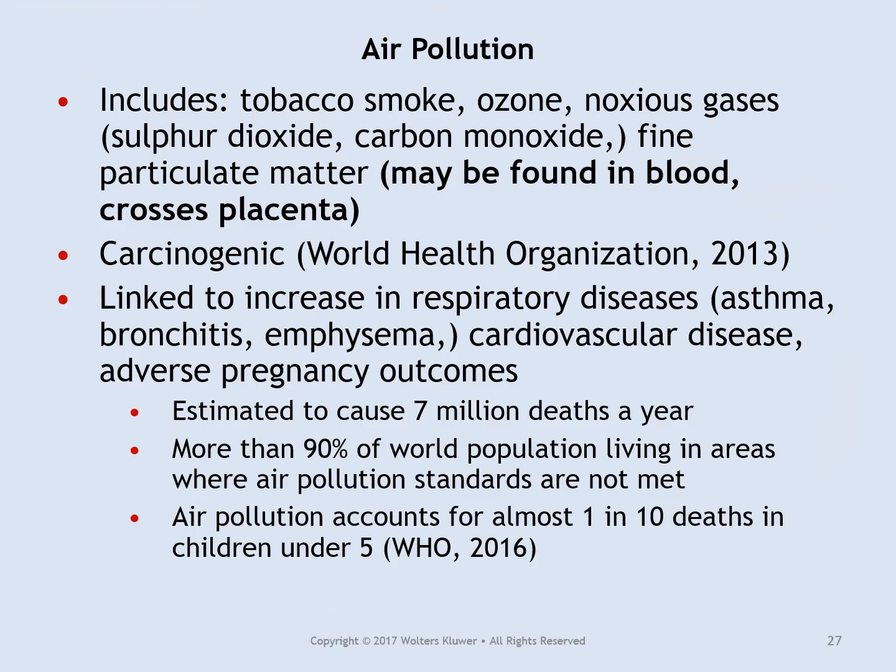So let's talk very briefly about air pollution. Air pollution includes a whole bunch of stuff. It includes tobacco smoke, ozone, gases like sulfur dioxide or carbon monoxide, fine particulate matter. This is little microscopic particles that you can't see that are released when you burn stuff. You can't see them, but they go into your lungs when you breathe them in. They cross your alveoli and get into your blood. We know that they can be found in the blood. We also know fine particulate matter will cross the placenta. Think about the implications behind that.